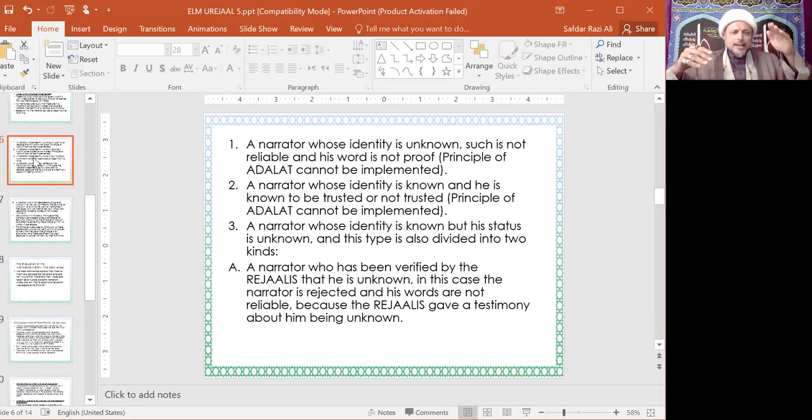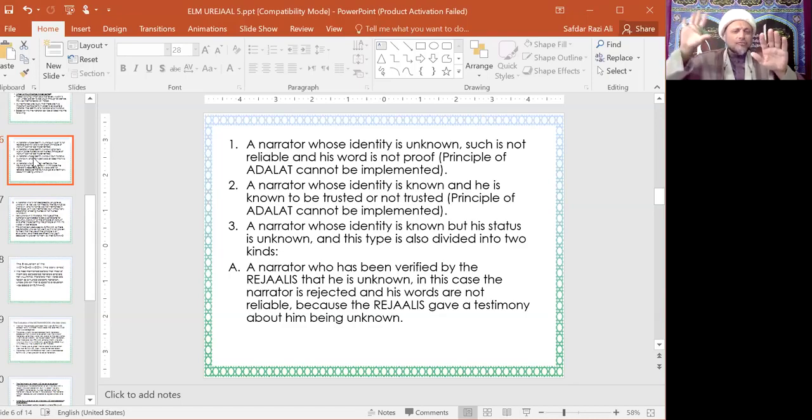Number two, the identity is known, the other side, and he is known to be trusted or non-trusted. The ulama have verified him. Either he's trusted or he is not. I don't need to implement the root principle, Isala. Why? These principles are implemented in cases of doubt. I don't have a doubt here. Sheikh al-Tusi said trusted, or Sheikh al-Tusi says not trusted, not reliable. Finished. I don't need to apply this rule.